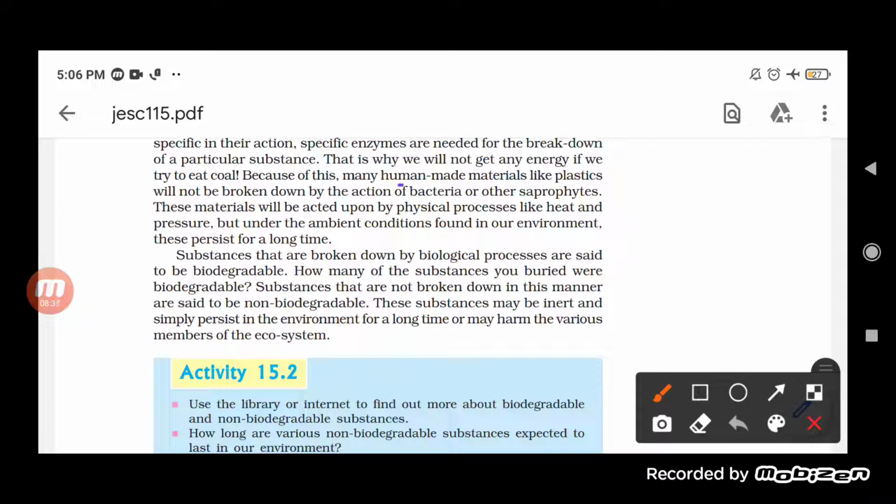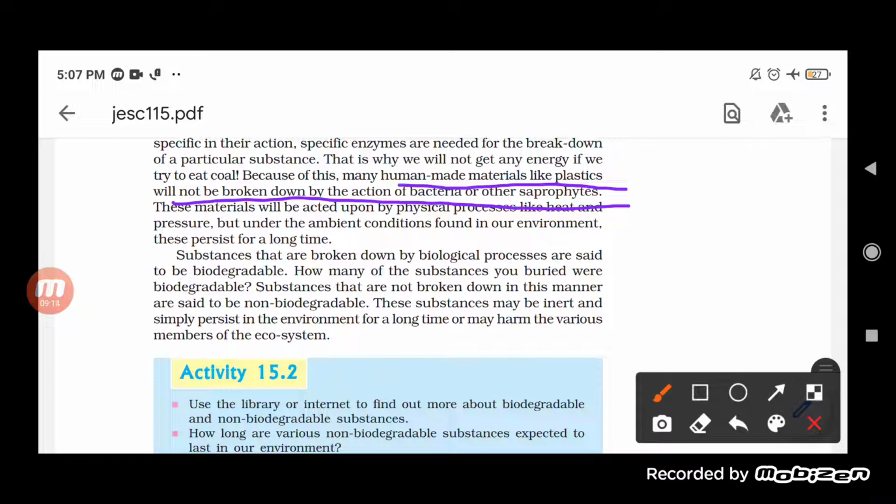But there are a lot of human-made materials, like plastics, which will not be broken down by the action of bacteria, or even with the help of a saprophyte. What is a saprophyte? Basically, saprophytes are those which sit on dead and decaying matter and take their energy from there itself. So these man-made materials will not be broken down by the action of bacteria.